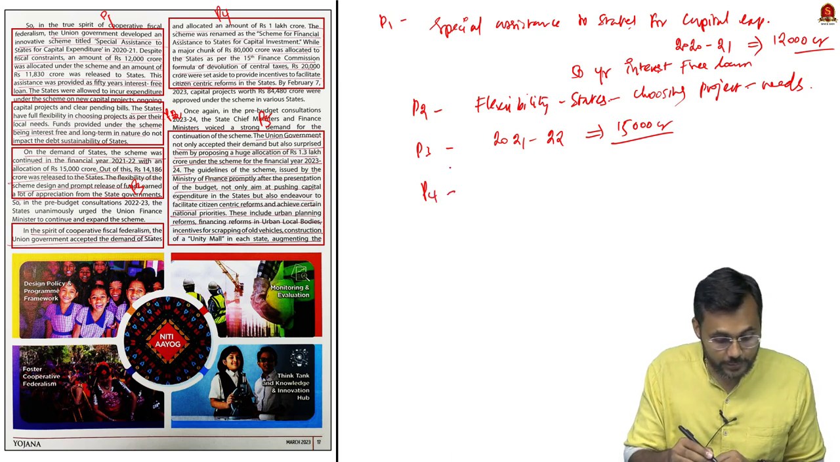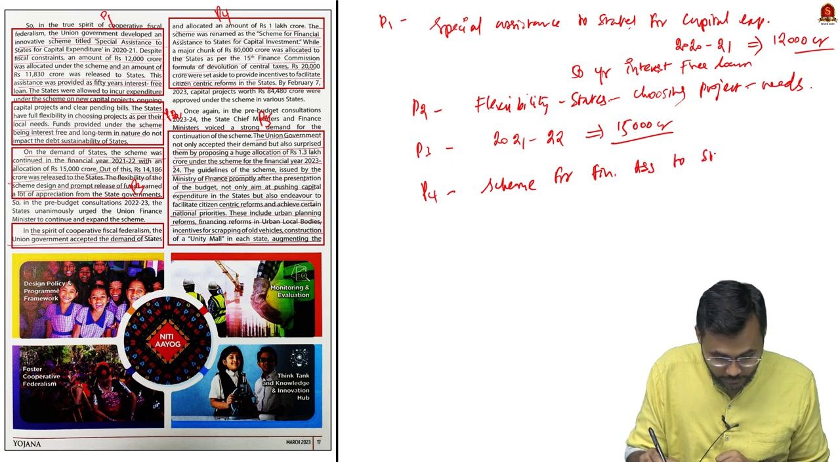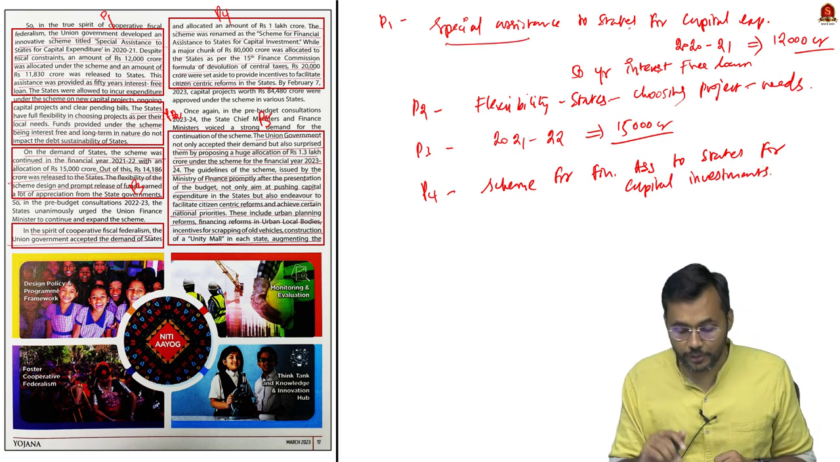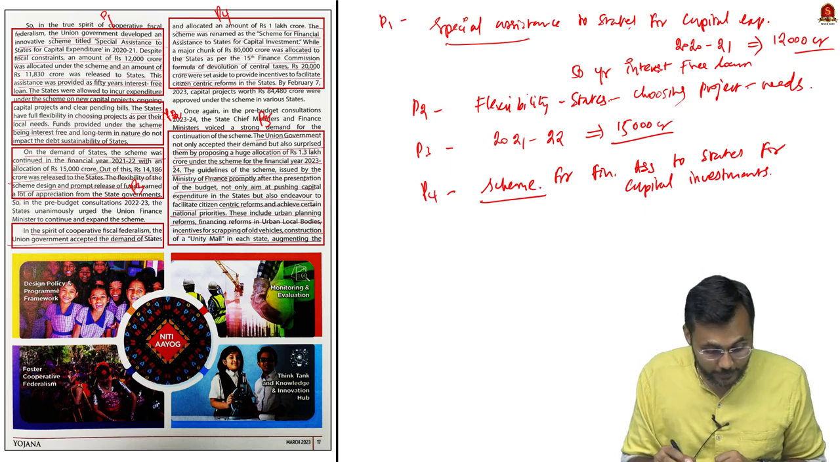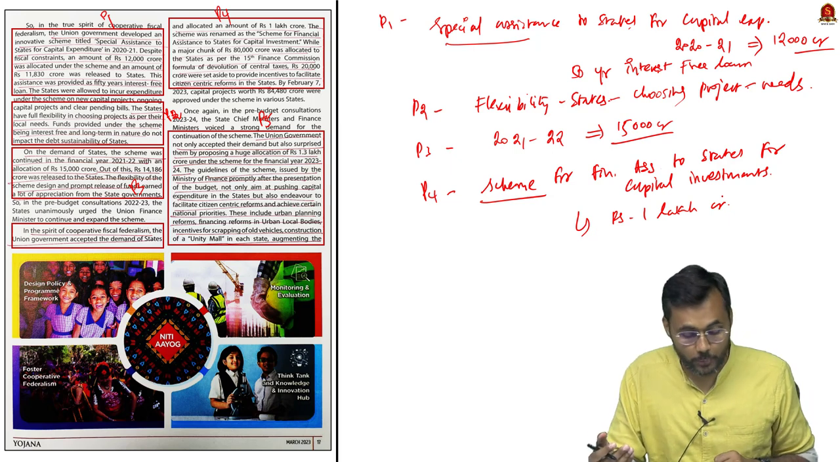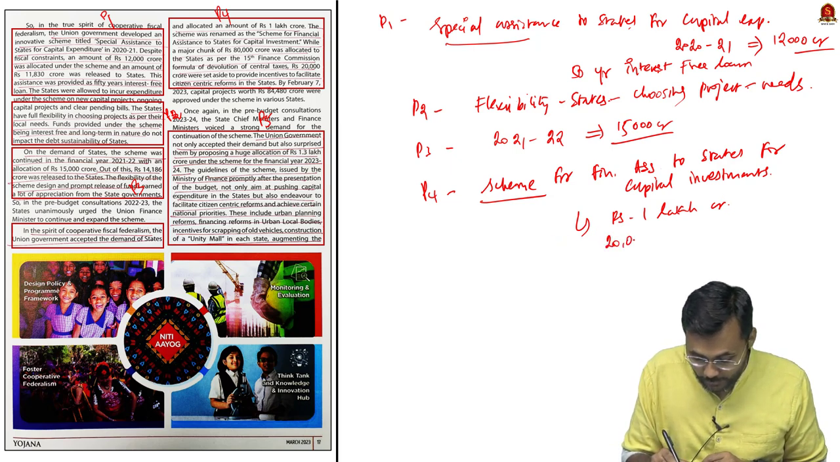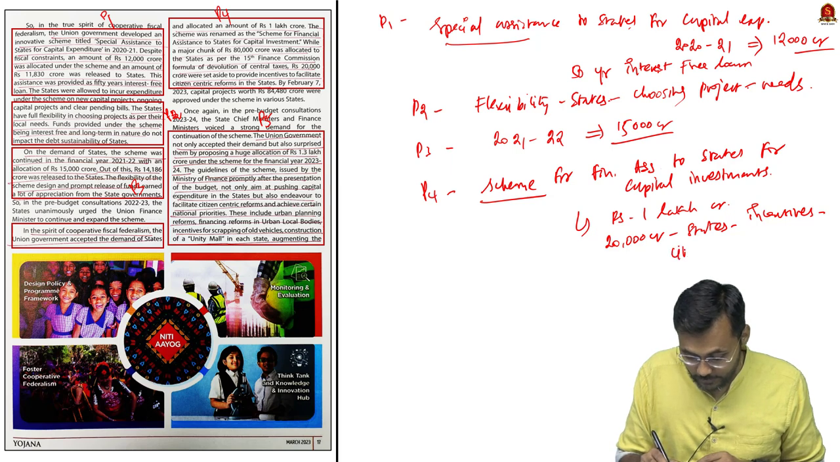In paragraph 4, we can see that the scheme was renamed: scheme for financial assistance to the states for capital investments. Previously the name was special assistance, for assistance given in 2020-21. Now they have made it a full-fledged scheme, and 1 lakh crore was allocated. You can see the jump in allocation from 15,000 crore to 1 lakh crore. Based on the 15th Finance Commission recommendation, 80,000 crore was allocated for the states and the remaining 20,000 crore is incentive based. What does incentive based mean? These 20,000 crore projects can be accommodated only if states focus on certain reforms, that is citizen-centric reforms. We'll see that later.